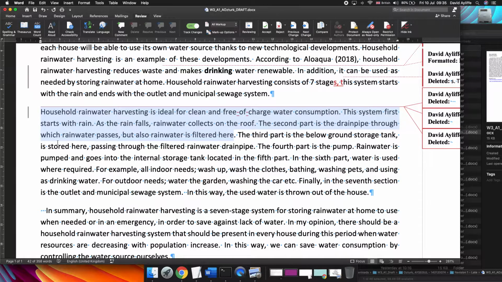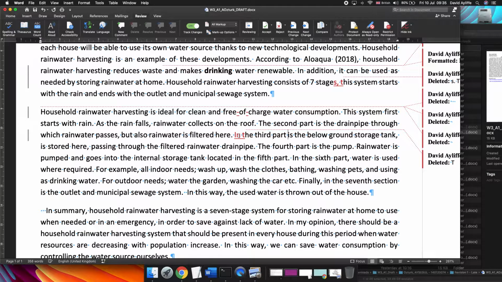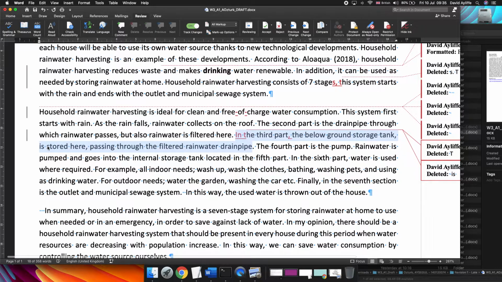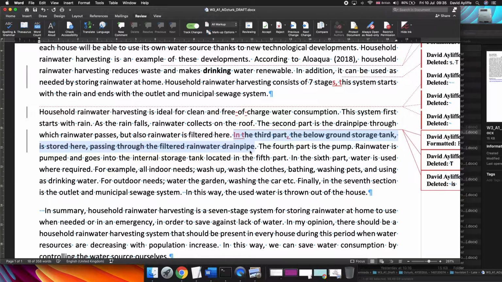The third part is the below ground storage tank. In the third part, the below ground storage tank is stored here, passing through the filtered water drain pipe. You need to change this. Don't understand. The below ground storage tank is stored here, passing through. What is passing through? What is the storage tank passing through? What? The fourth part is the pump.